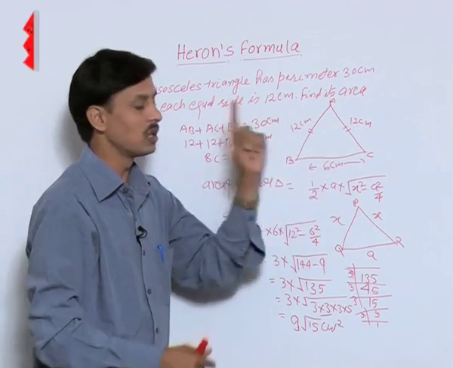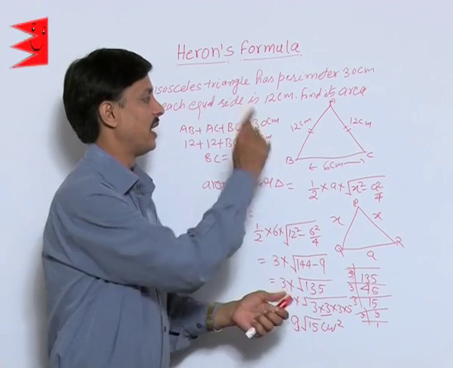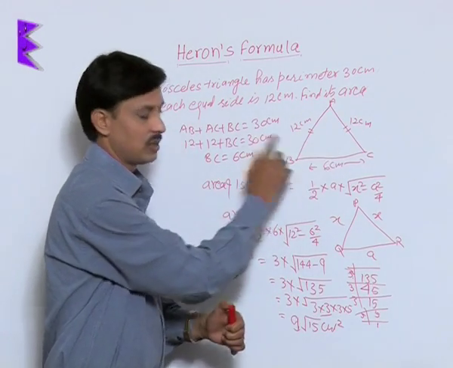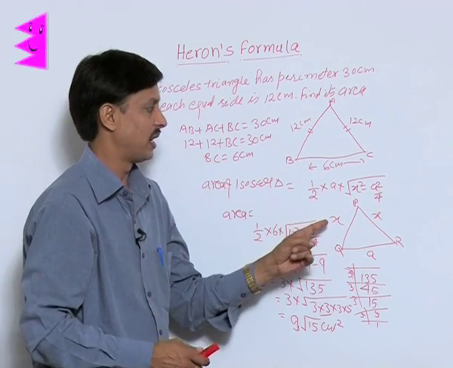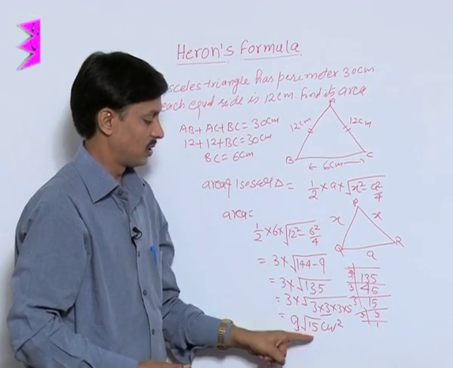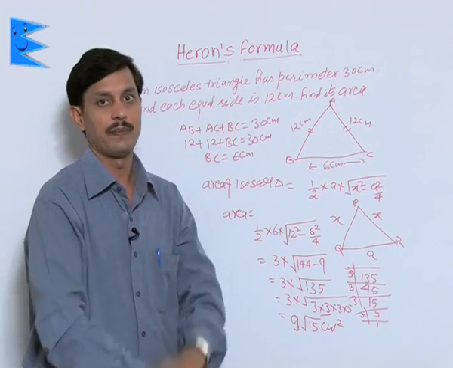This area can also be calculated by using Heron's formula, assuming the sides this is a, this is b, this is c, and apply root of s, s minus a, s minus b, s minus c, we will get the answer the same.